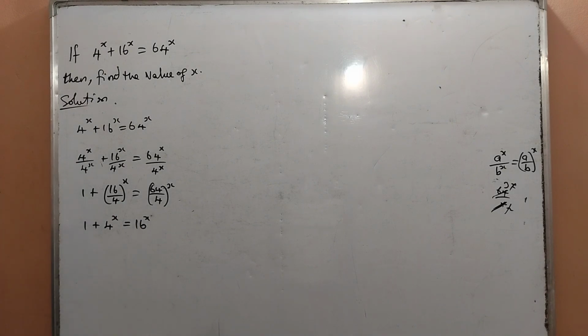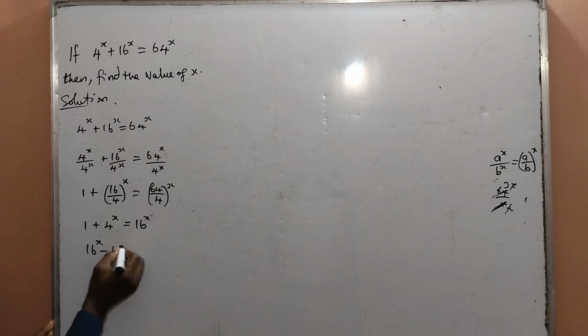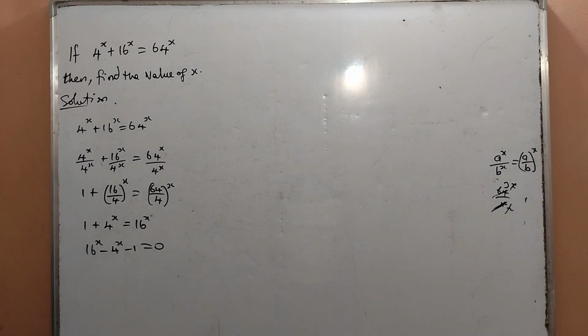As it is now, I can then write it this way, moving all this to the right hand side will give me 16 raised to the power x, then minus 4 raised to the power x, then minus 1 equal to 0. What I have done, I moved 1 plus 4 raised to the power x to the right hand side. That is what I have done.